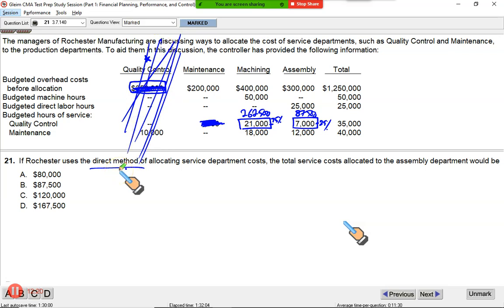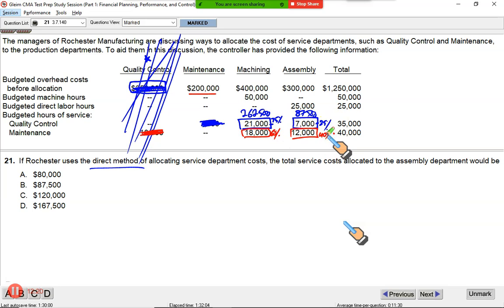Let's do that to the maintenance. Maintenance department has a cost of $200,000 and maintenance department serves 10,000 to quality. We are going to ignore that. Maintenance department serves 18,000 to machining and 12,000 to assembly. If you convert these into percentages, 18 and 12, maintenance serving machining and assembly, 18 and 12 is going to be 30. 18 by 30, it gives you 60%. So it's going to be 60% and 40%.